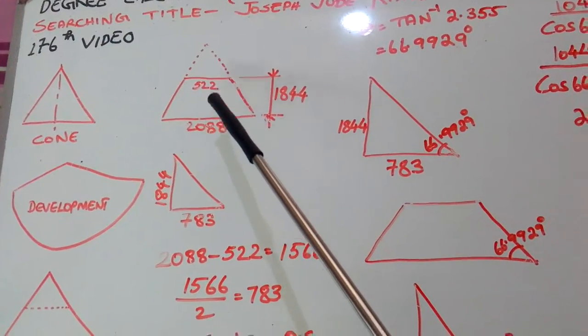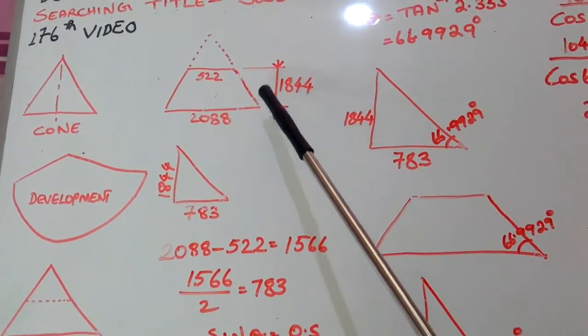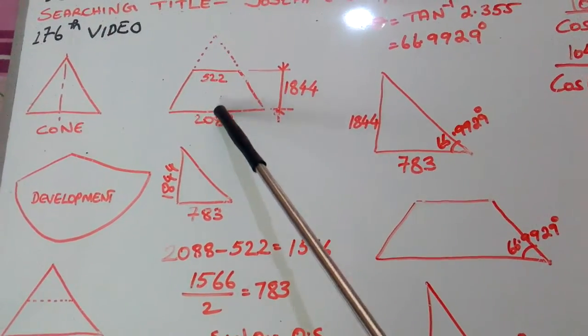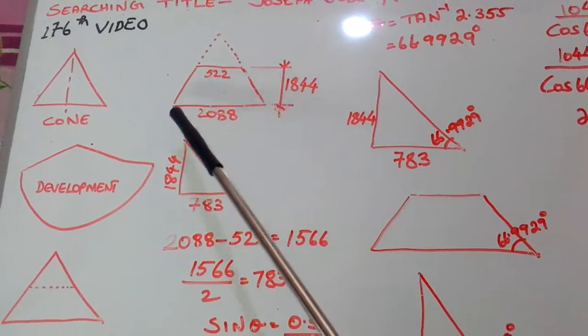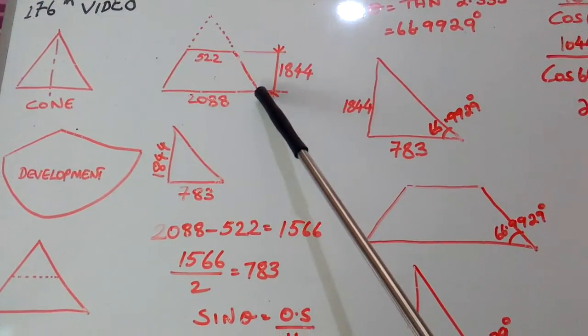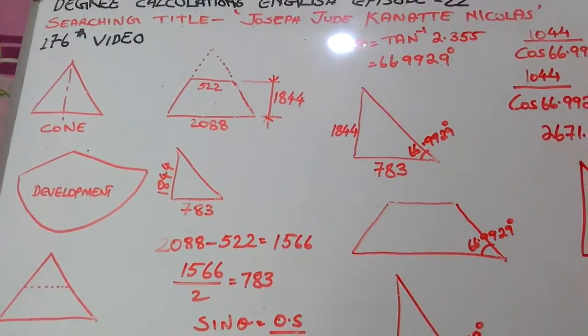Already we have this measurement from center to here. What is the measurement from center to here? If its diameter is 2088, if this measurement from here to here is 2088, its half will be 1044. Everybody knows it.